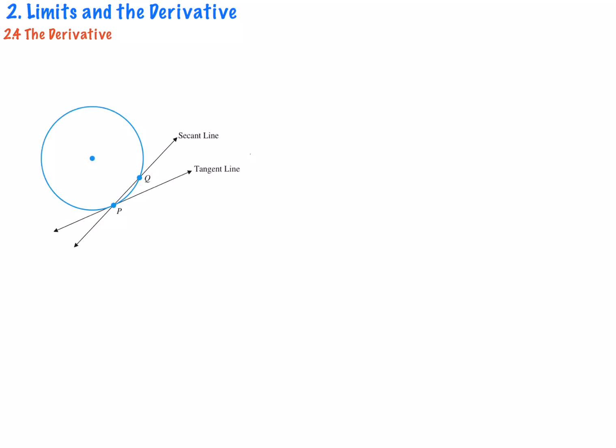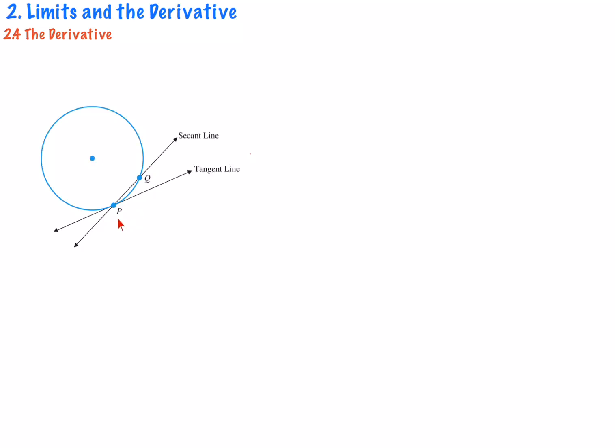Now we want to consider a geometric interpretation of it. In geometry, a line that intersects a circle in 2 points, like this one, P and Q, is called a secant line, while a line that intersects a circle in exactly 1 point, like this, only at P, is called a tangent line. If the point Q in this figure is moved closer and closer to point P, then the angle between the secant line and the tangent line gets smaller and smaller, up until the secant line is equal to the tangent line.